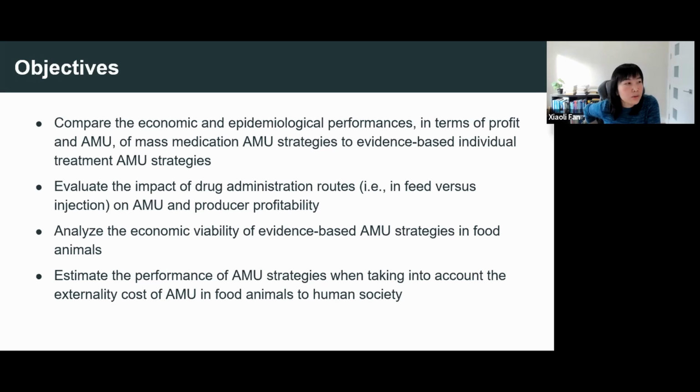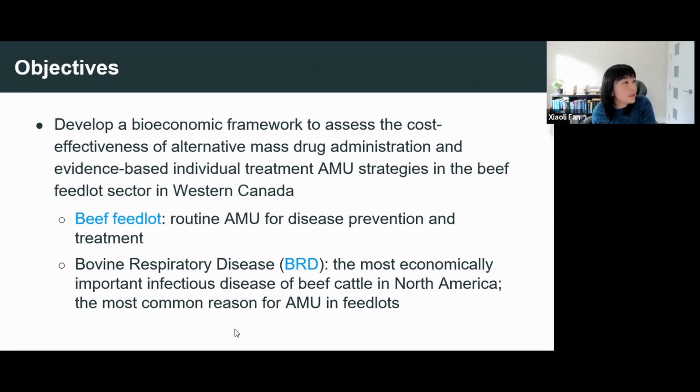We also want to know the impact of different routes, for example, in feed versus injection, to see if there's a difference there. And lastly, we want to know if we take into account the externality cost of antimicrobial use in food animals to human society, then will there be any difference in the antimicrobial use strategies?